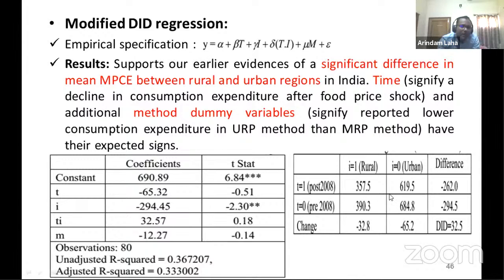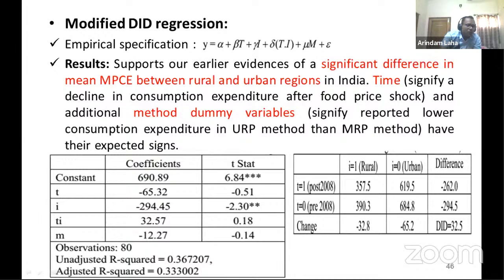Now you can also find out from the same data set the average expenditure by combining the mixed reference period and the uniform reference period. These are the average consumption expenditures, and these are basically the change. So the difference in difference estimate is 32.5. This is nothing but your delta, and here 32.57. The same value is there. So this is our ultimate result.